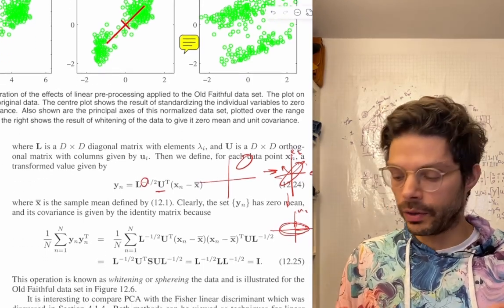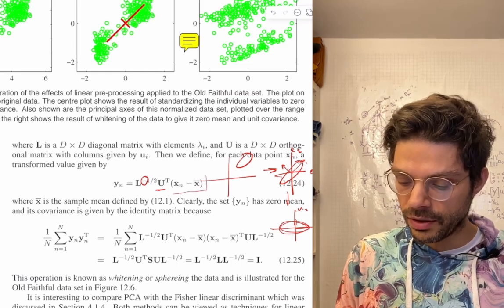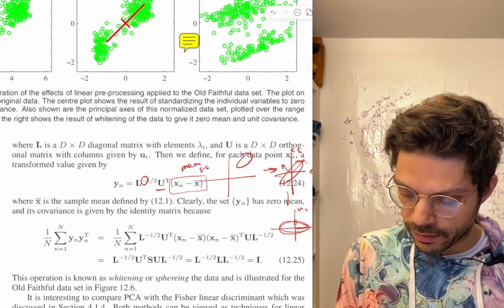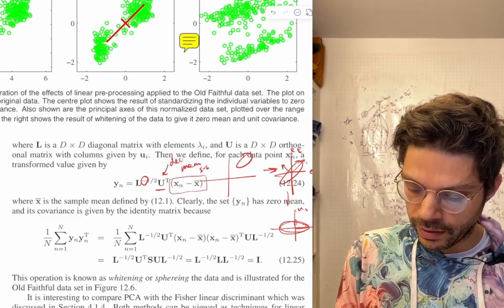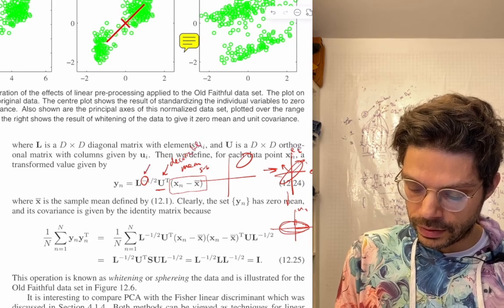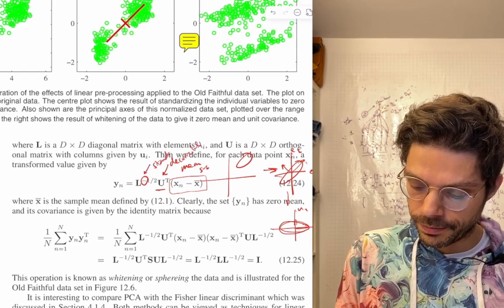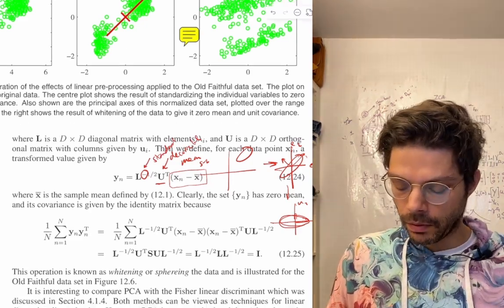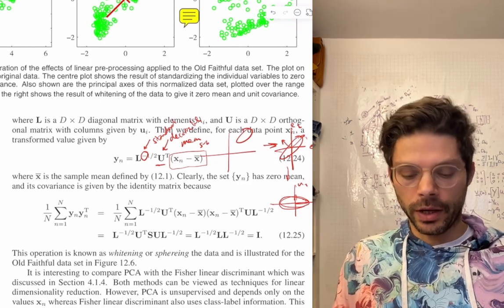Okay, so that's all we're doing, right? This is a multi-stage process. It looks complicated, but we mean subtract, decorrelate or rotate, standardize. That's all it is. Boom, boom, boom. We do it, and we get our whitened data.